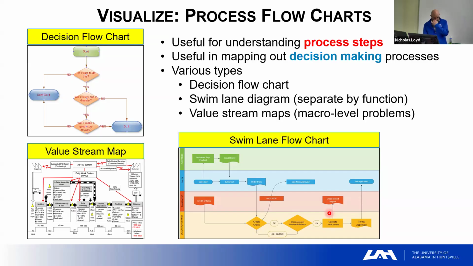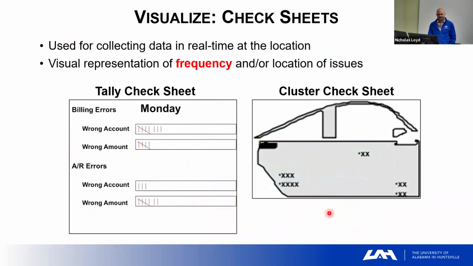So if we think issues might be from a series of process steps, then the flow chart may be a way to help us visualize data. If it is due to the frequency of different potential causes of a problem, then some sort of check sheet could be beneficial. So it could be a simple tally sheet.